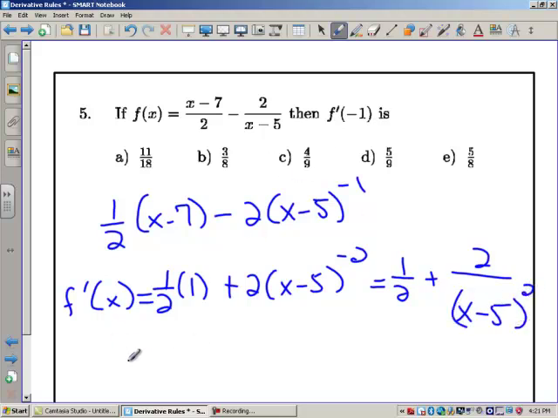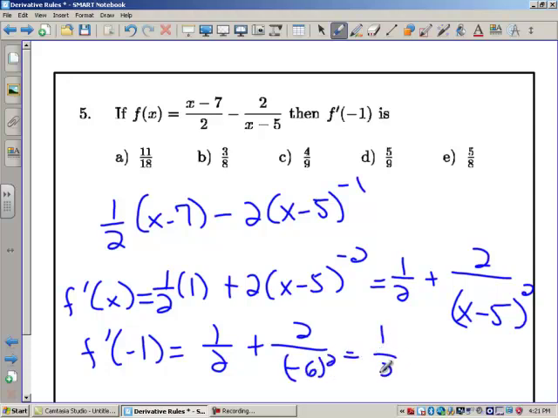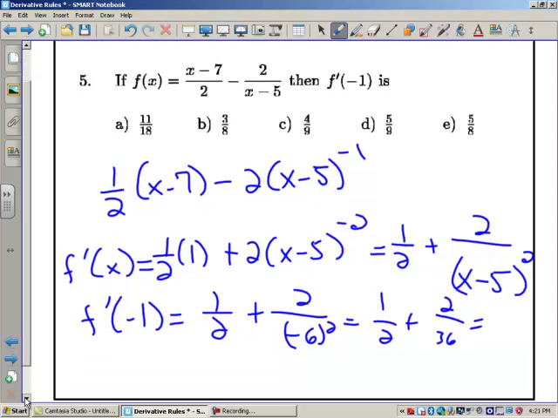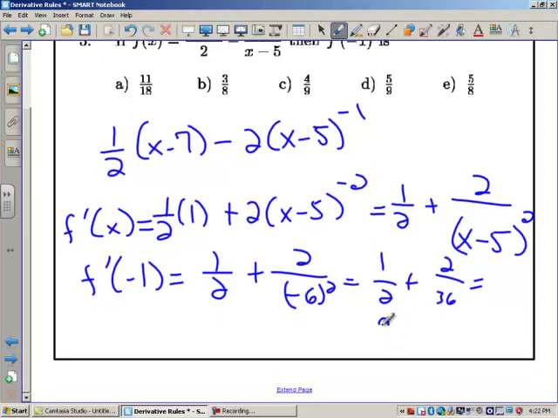And we want to plug in a negative 1. So f prime at negative 1 is going to be 1/2 plus 2 over negative 6 squared, which is 1/2 plus 2 over 36, which is 1/18. So I have 9/18 and 1/18, which is 10/18, which is 5/9. Let me make sure I did that right. I'm going to actually change my fractions here. 9/18 plus 1/18 is 10/18, and yes, that's definitely 5/9. I want to make sure I didn't make a silly mistake there.